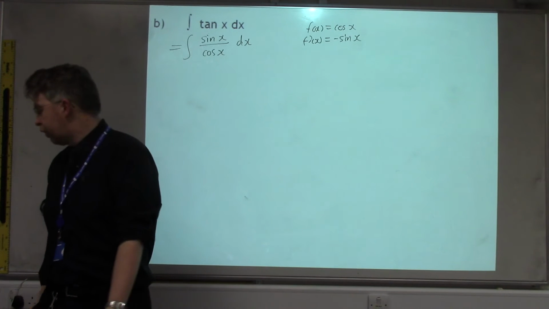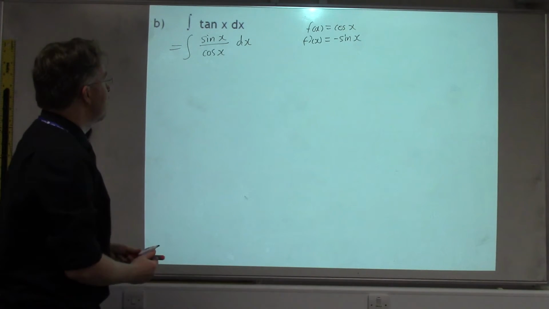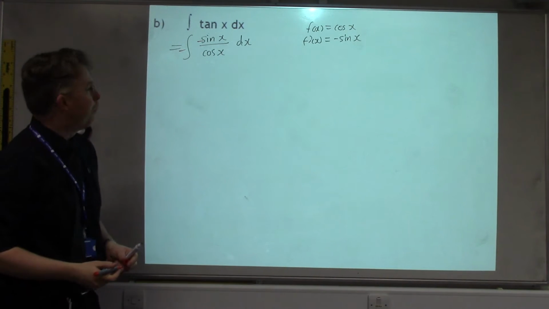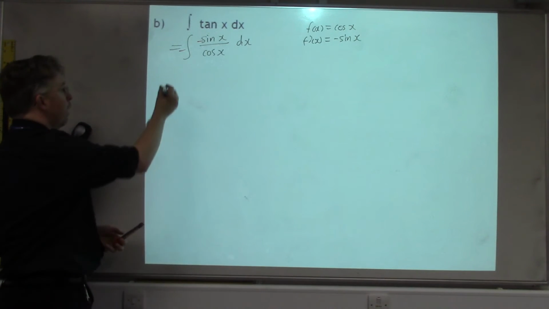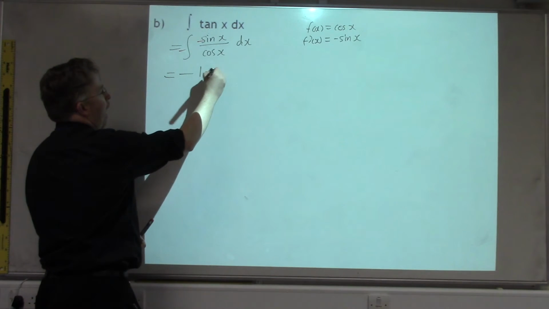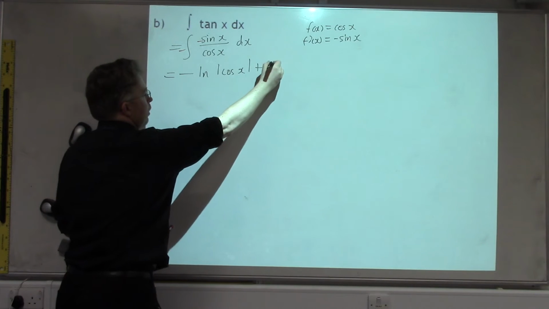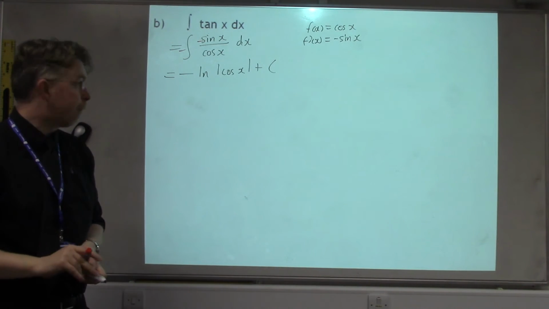Now if the constant's not quite right, we can adjust to fix that. So we want minus sine x at the top. We put a minus at the front. Minus times a minus is a plus. So that gives us the correct answer. So equals, carry the minus down, ln of the denominator. So minus ln of cos x. Now that's a correct version of the integral.